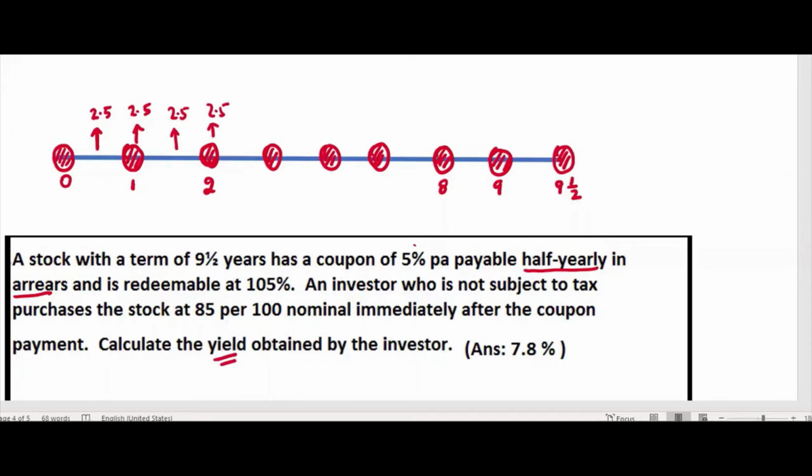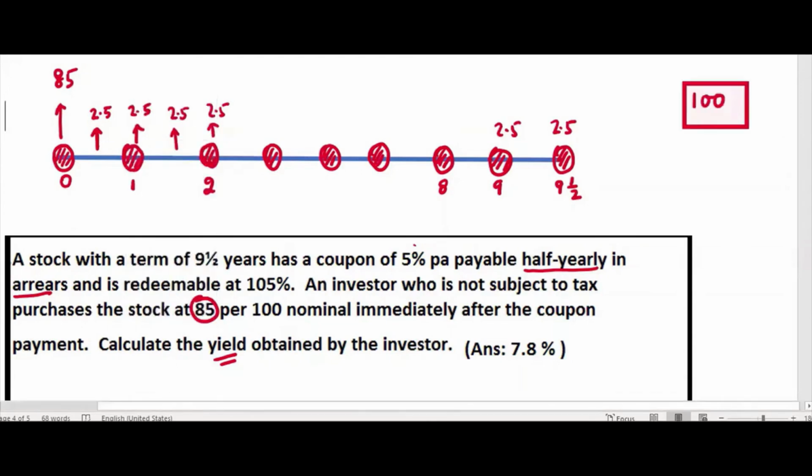To find the yield, you have to know everything. So we'll write here the price as well, 85. This is the purchase price. You continue up to this. And the final selling price is 105%, and the final value is 105. This is given 105%. If you take 100 nominal, it will be 105. If you take 1000 nominal, it will be 1050. And the coupons will be 25 every half year. That way also you can take because it's not mentioned.